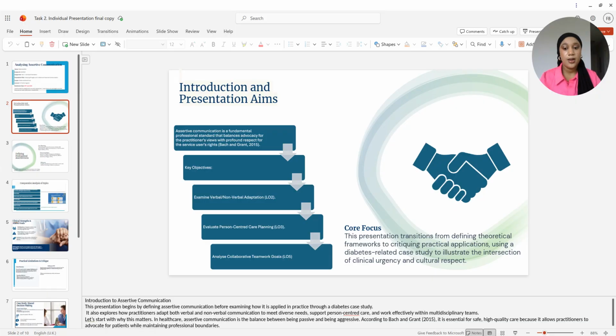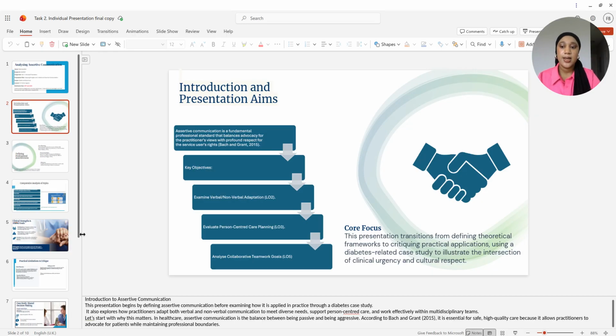In healthcare, assertive communication is the balance between being passive and being aggressive. According to Batch Grant 2015, it is essential for safe, high-quality care because it allows practitioners to advocate for patients while maintaining professional boundaries. Next slide.